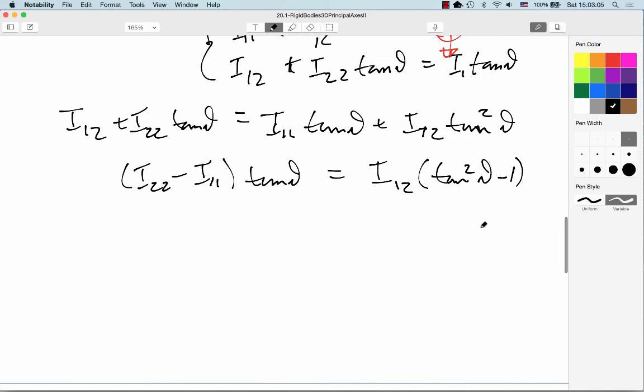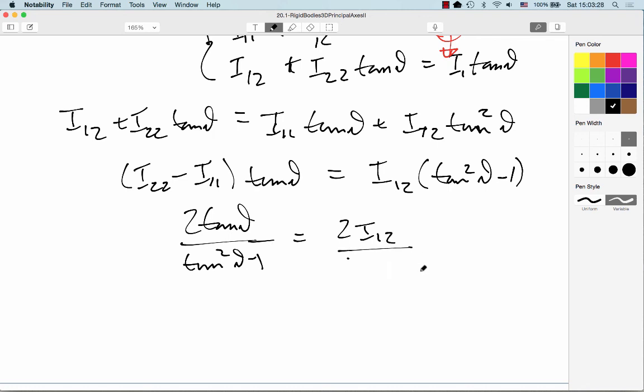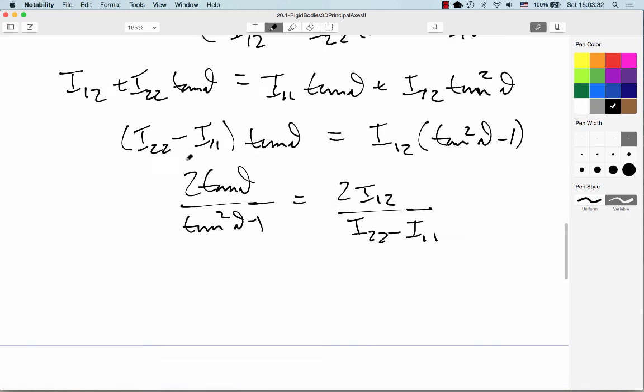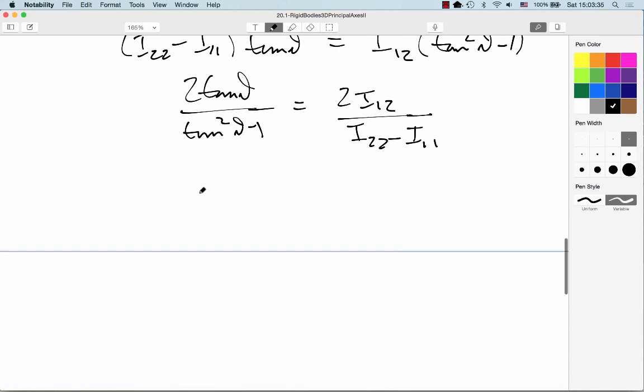All right. So if I divide through both sides by the things that are in parentheses and multiply by 2 just because I feel like it, I'll have 2 tan theta over tan squared theta minus 1 is equal to 2 I12 over I22 minus I11. And the reason I felt like that is that is an identity. This is tan 2 theta.